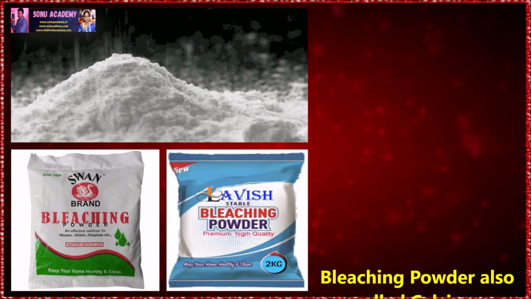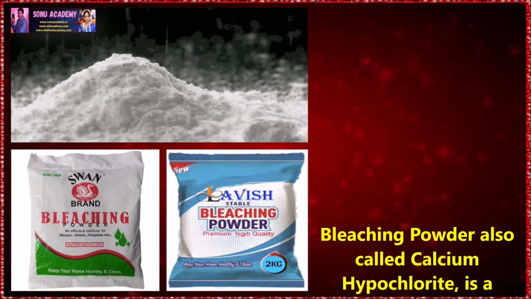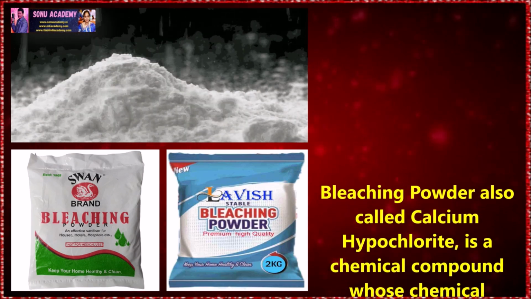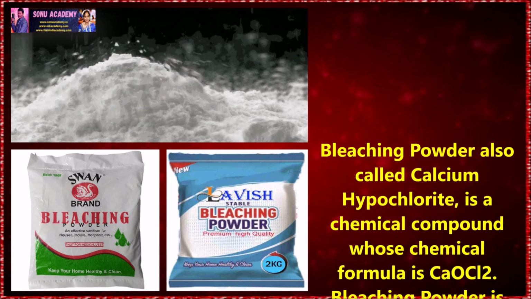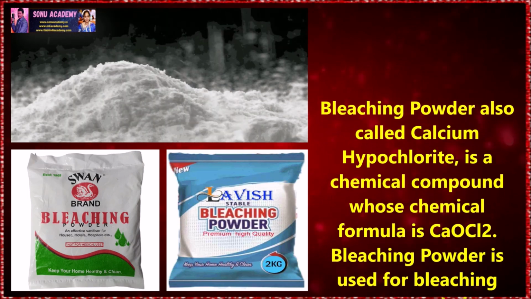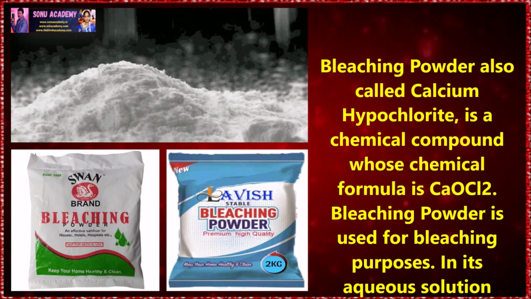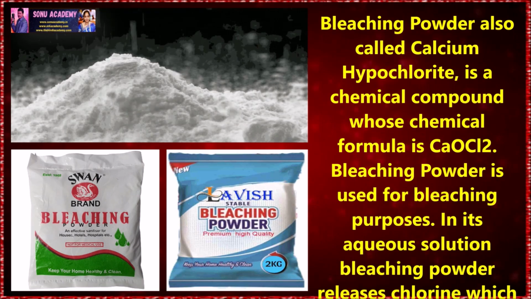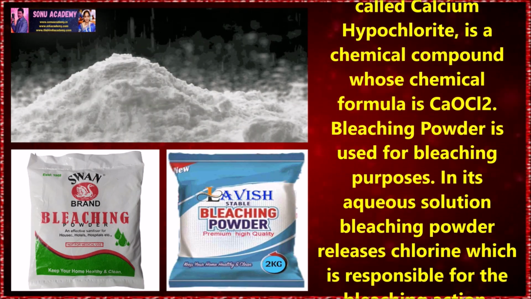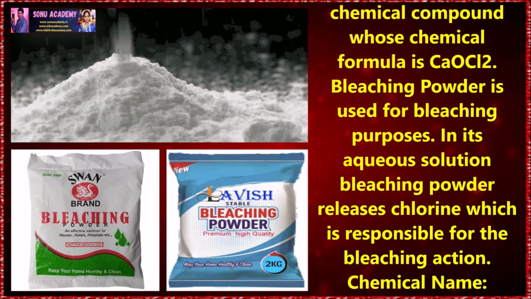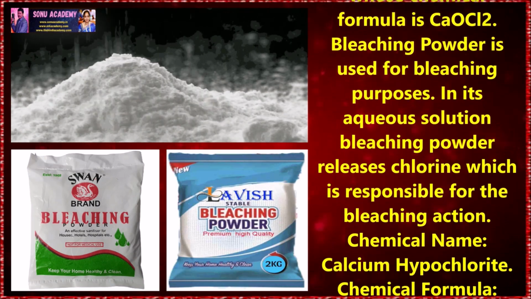Children, now let us discuss bleaching powder. Bleaching powder, also called calcium hypochlorite, is a chemical compound whose chemical formula is CaOCl2. Bleaching powder is used for bleaching purposes in its aqueous solution. Bleaching powder releases chlorine, which is responsible for the bleaching action.